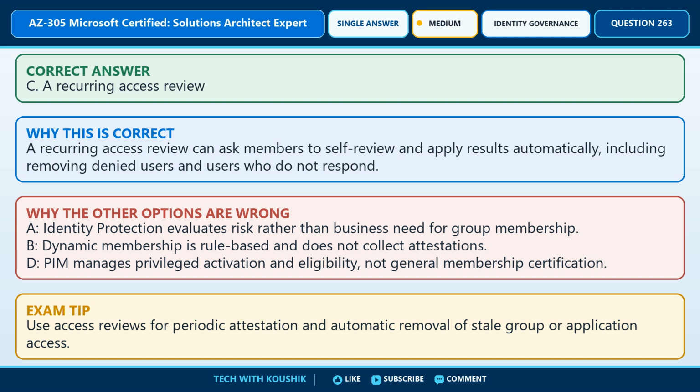Now consider why the remaining options are unsuitable. A. Identity protection evaluates risk rather than business need for group membership. B. Dynamic membership is rule-based and does not collect attestations. D. PIM manages privileged activation and eligibility, not general membership certification. Use access reviews for periodic attestation and automatic removal of stale group or application access.